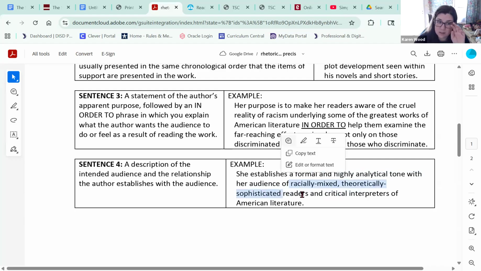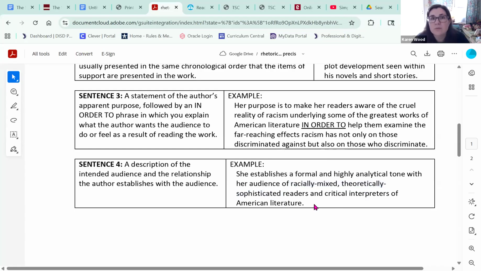So this is another way to say academic people, people who know either racial theory or literary theory, and critical interpreters of American literature, aka scholars. This is not an introductory level text. Toni Morrison, fabulous as she is, is not one that I would recommend for beginning readers.